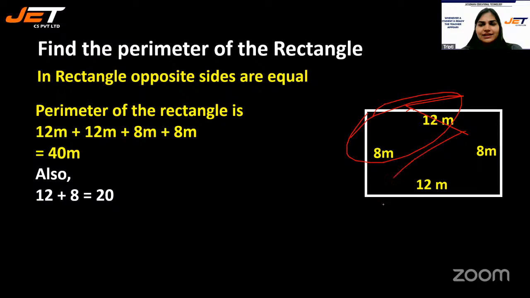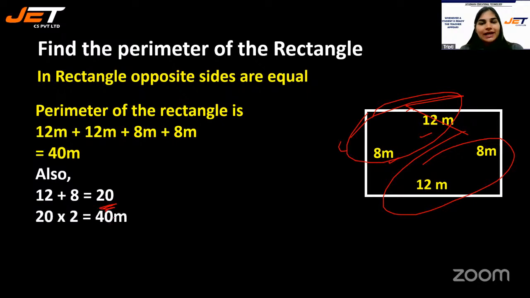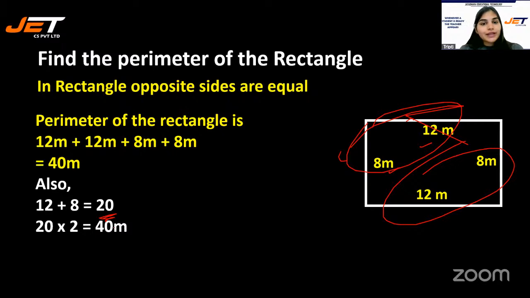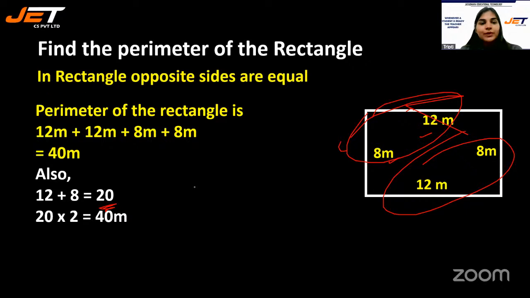This one. And this is another pair. So 12 plus 8 here, which is equal to 20. So what I'll do, 2 times 20. One pair is giving me 20, right? So 2 times 20. Okay, so 2 times 20 is 40 meters.